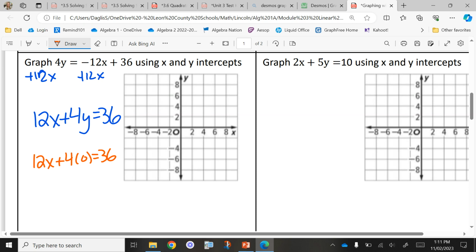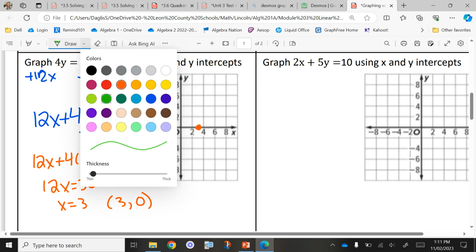All right, so this becomes 12x equals 36. This gives me x equals 3. So the point: my x is 3 when my y is 0. So I didn't move up or down. How did I move? Which way? Just to the right. Yep, we went to the right 3 units, about right there.